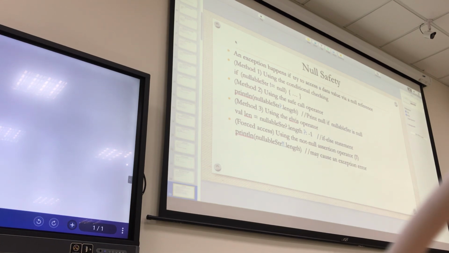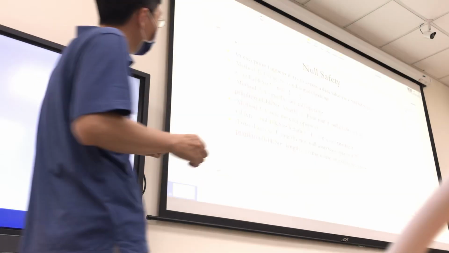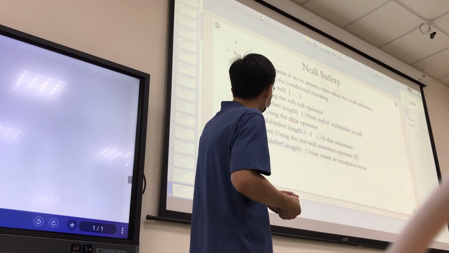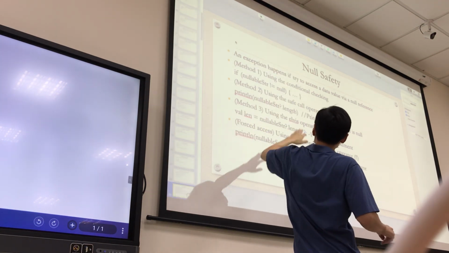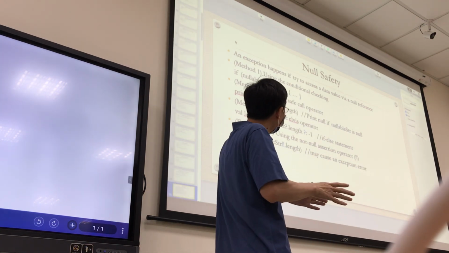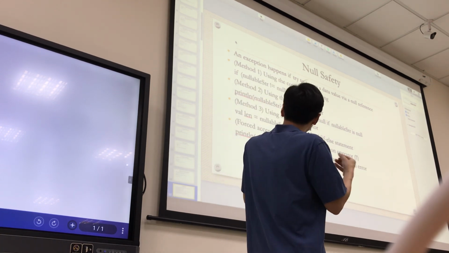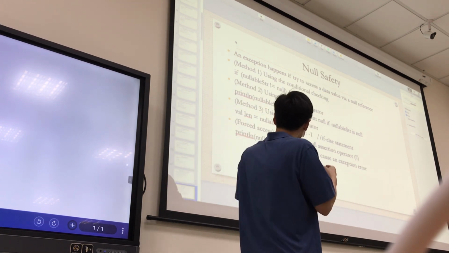Okay, so for a nullable variable, we need to take care about how to access the data value. Because the value may contain nothing, before we access the value, we need to do the checking. So how do we do the checking? That's quite easy. We use the if statement.